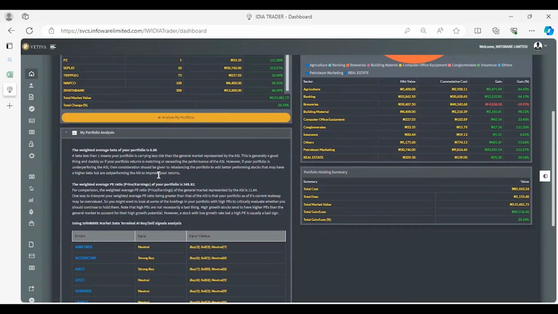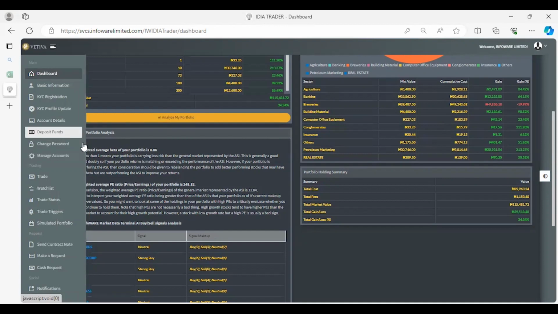Okay, so I know I've taken much of our time, but you can go to any app store, Android, iOS, and download the IDIA Trader mobile app, and you can basically have the full experience. So just a quick touch on some of the functionality. I'm not going to do a deep dive, but I believe that when you download and have the experience, there are a couple of user manuals and guides that will guide you through it. But just to give you a quick run through, you have your basic information, your KYC and all of that. You can deposit funds.